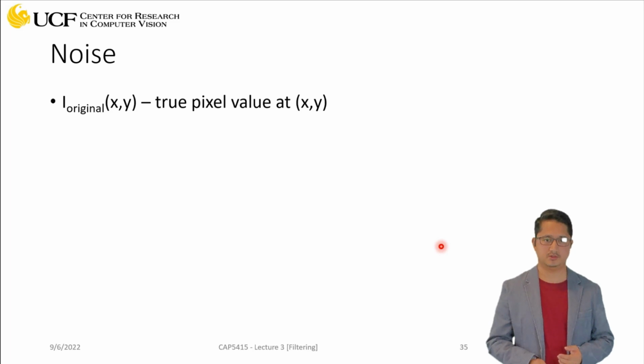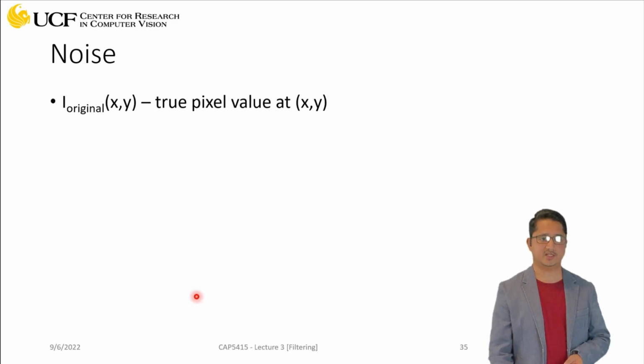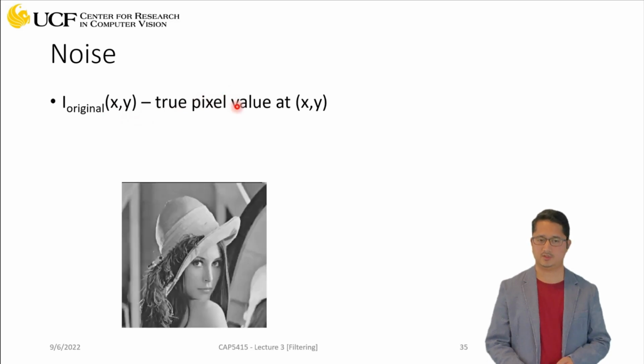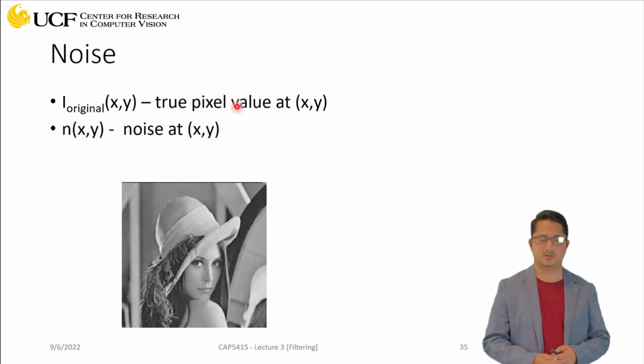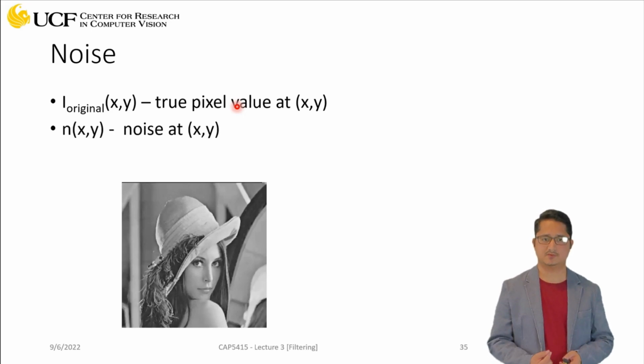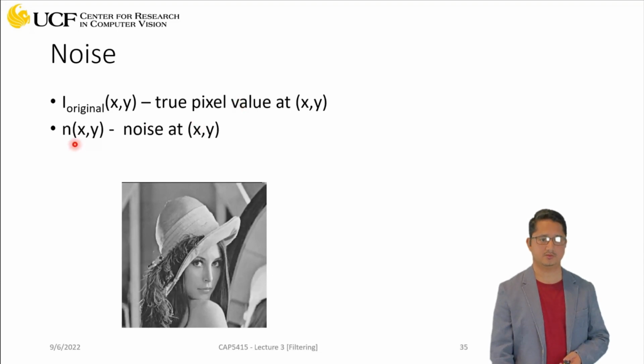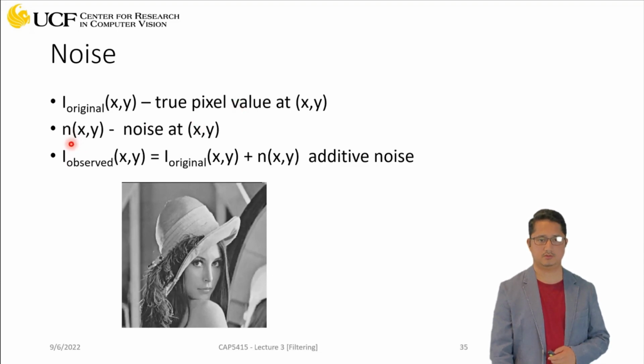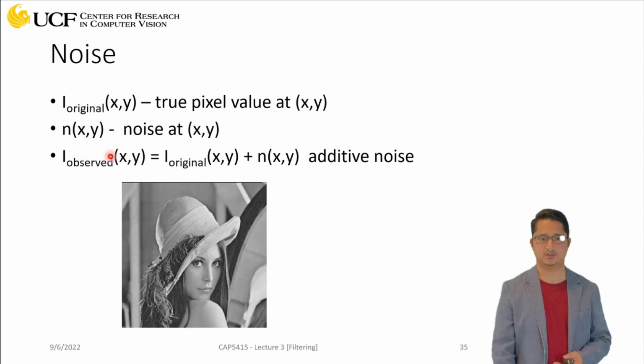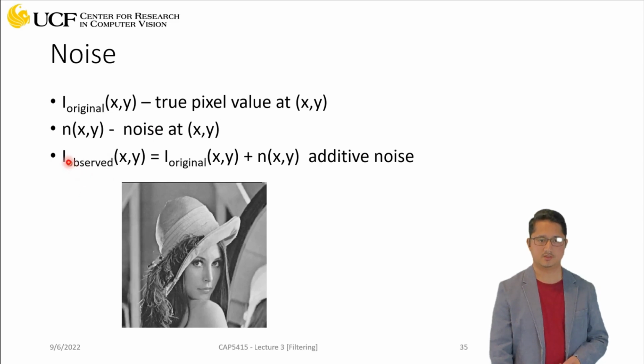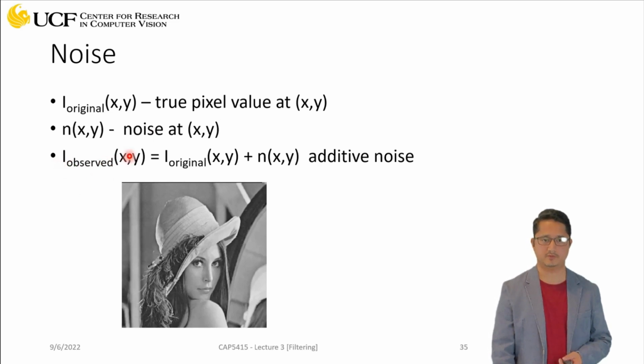We call this I original. And this is a function of x, y, you know that these are the grid values. So this function will give you the true pixel value without having any noise. For example, this is the image. And then let's say at each pixel x, y in that grid, we have some kind of noise, and we can represent that using this function small n. Right? So if we introduce this noise into this original image, the image model will look something like this. So this will be the actually observed image, what we will see.